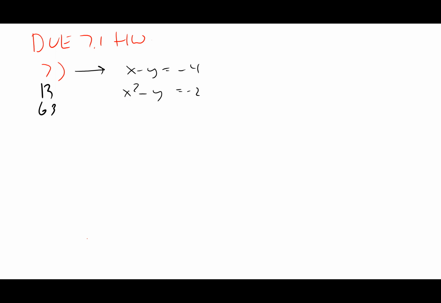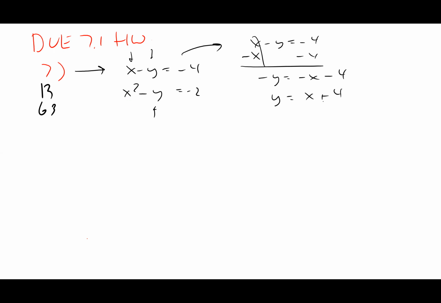So you guys tell me here, do I solve for the top x, top y, or bottom y? Top y. Okay, that's the consensus of the group. So I'm going to subtract x from both sides. -y is equal to -x minus 4. Divide through by -1 everywhere, and voila, we're good.